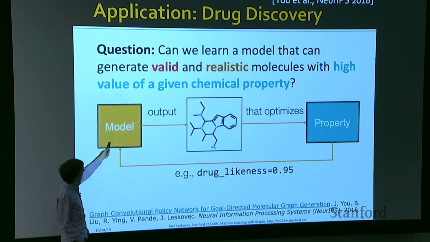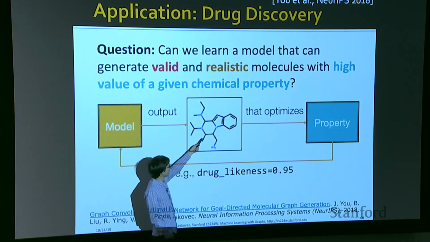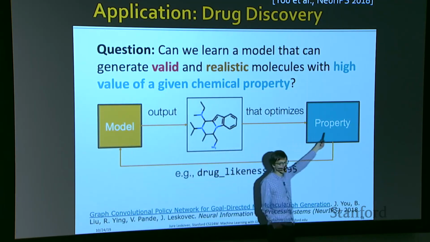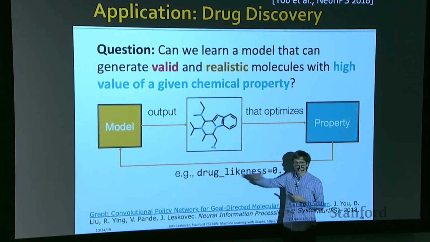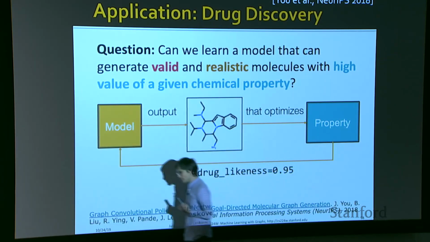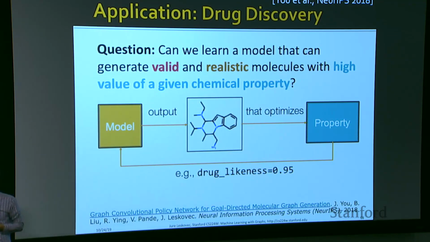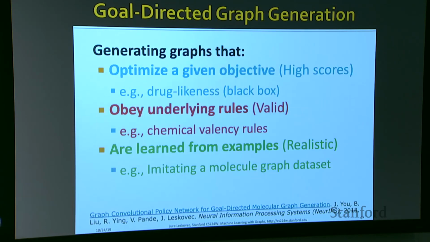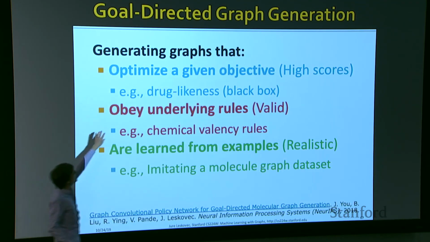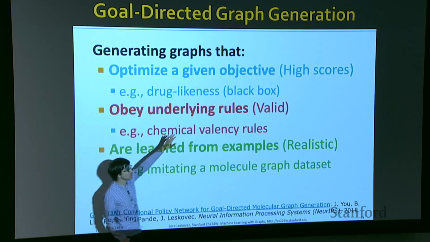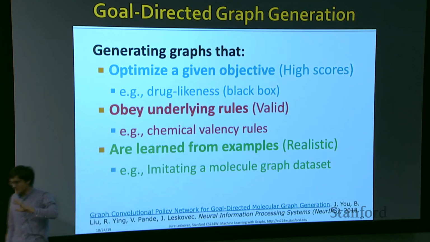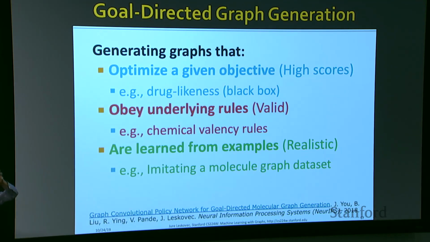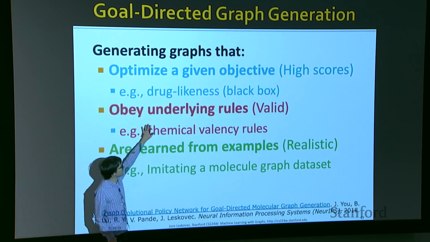The idea is that you have a model. The model outputs a real molecule that optimizes some property. For example, drug likeness is one of the properties chemists care about, or solubility, or toxicity, and so on. And I will just show you how you do this. You say, I want to optimize a given objective, so you assume you have some black box that tells you how good a value of that objective you achieved. You want them to be valid, right?